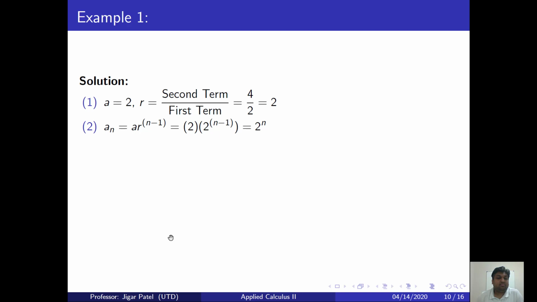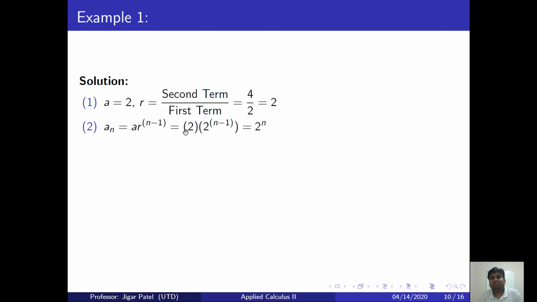Compute a_n, it's a times r to the n minus 1. So again, here is another common error that students make. This n minus 1 power only applies to r. It has nothing to do with that a, and that is the reason why I kept a in the parenthesis and then r to the power n minus 1. So I have 2 times 2 to the n minus 1.